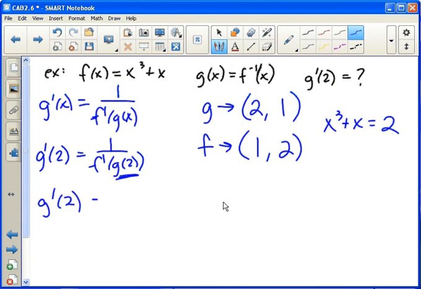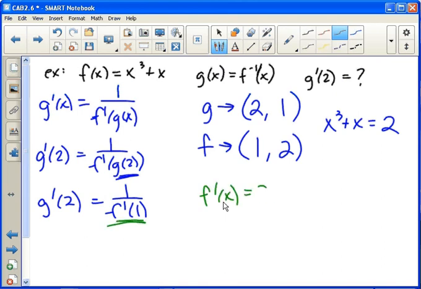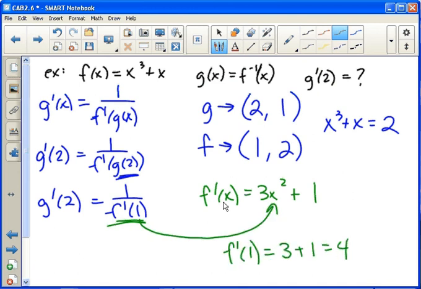Okay, so to find f prime of 1, I take the derivative of f. I get 3x squared plus 1, and I plug in 1 for x. So f prime of 1 equals 3 plus 1, which is 4. I know it's a coincidence, but we ended up, again, with 1/4 as our answer. So hopefully you started to see there really is a very set pattern here to how we approach this.